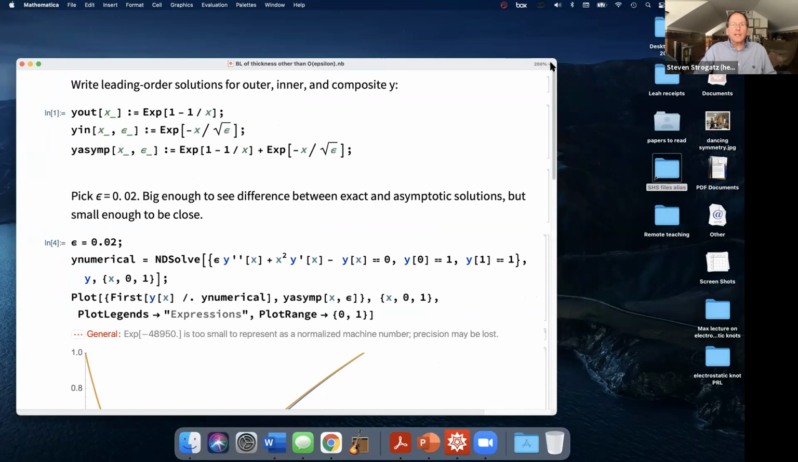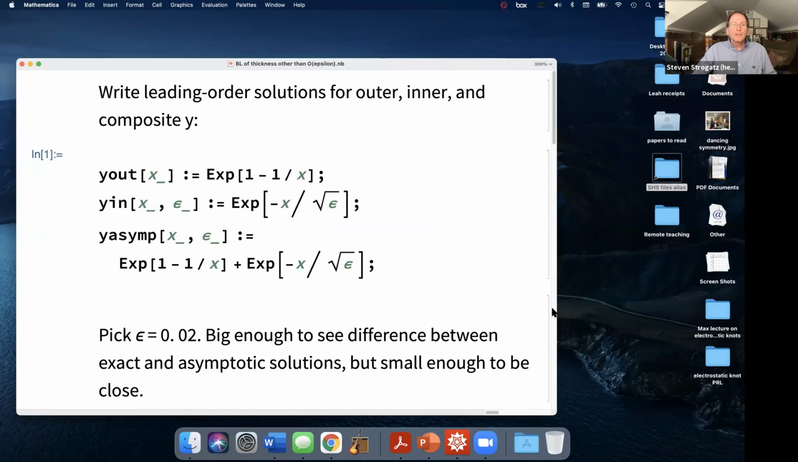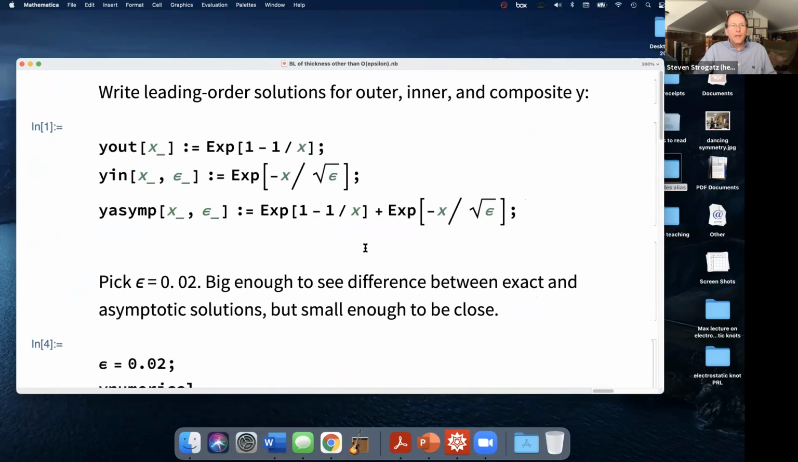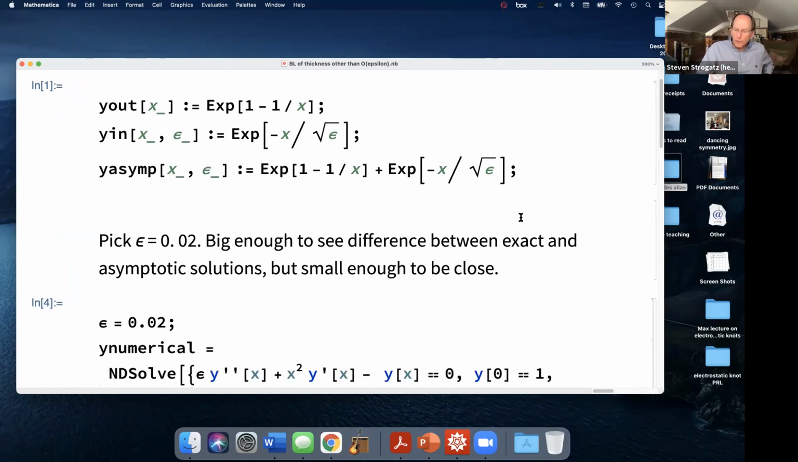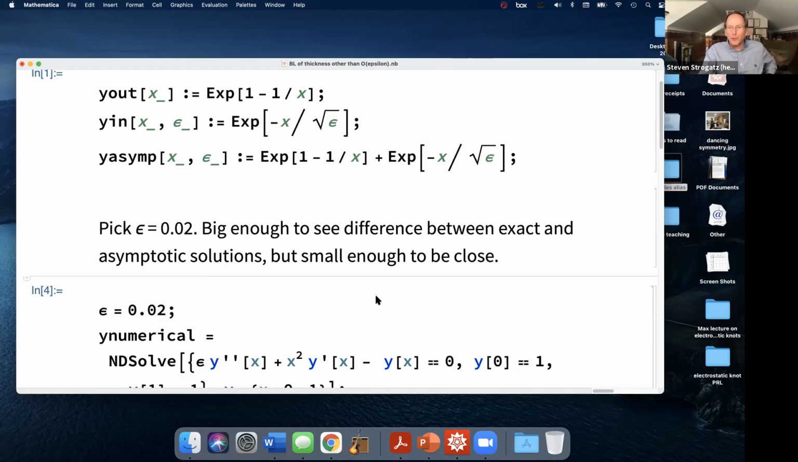Is that big enough to look at? I guess so. I'll make it even bigger. All right, so here's the outer solution that we just calculated. Here's the inner solution to lowest order. Here's the composite solution where the match is 0, so I don't write it down. And now let me show you what happens when epsilon is 0.02, which I chose because it's big enough that you can see the curves being different, the exact and the approximate, but it's small enough that it works pretty well.